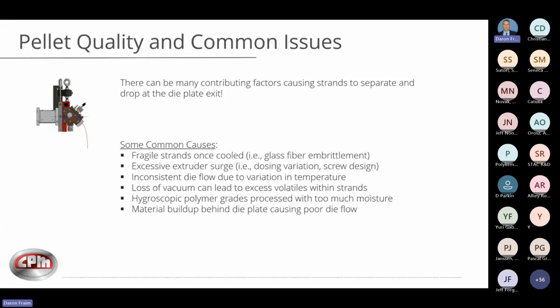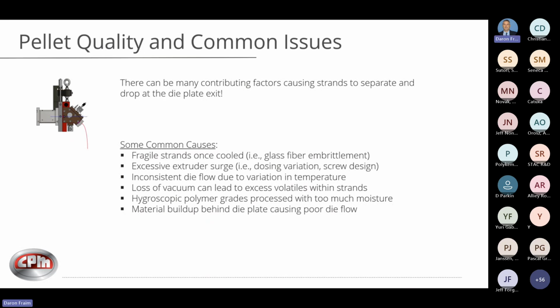Again, we've touched on this a little bit. With hygroscopic polymers, too much moisture being processed, a lot of times they're very delicate. They tend to droop when they exit the die. They can also be problematic in terms of separating and dropping.